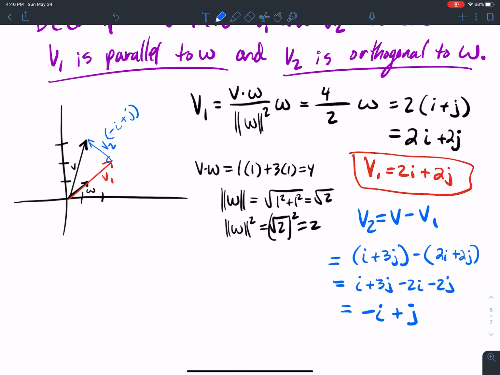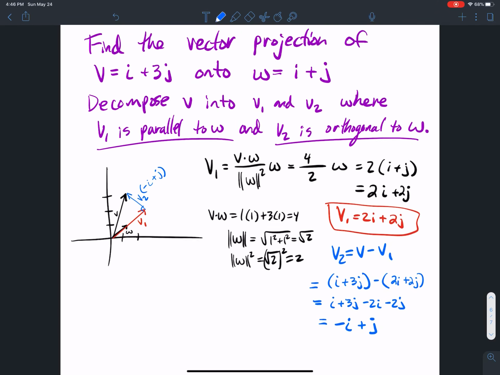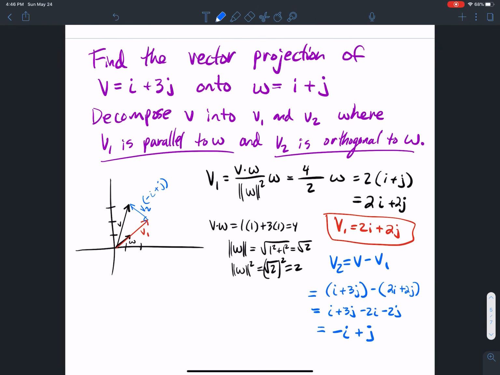Okay? So now I have decomposed my vector. V1 is equal to 2i plus 2j, and V2 is equal to minus i plus j. Okay? And that's all there is to it.